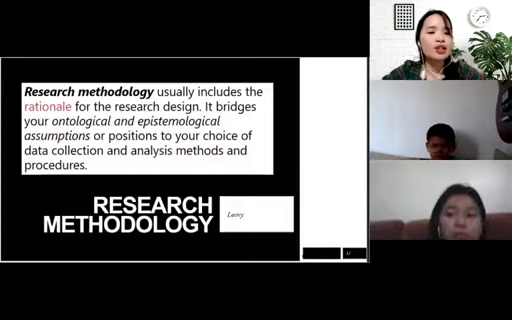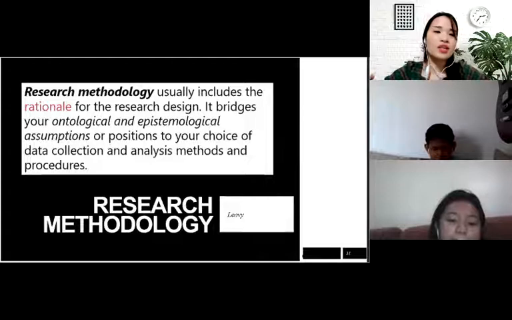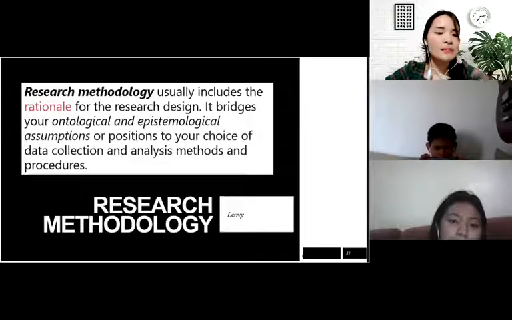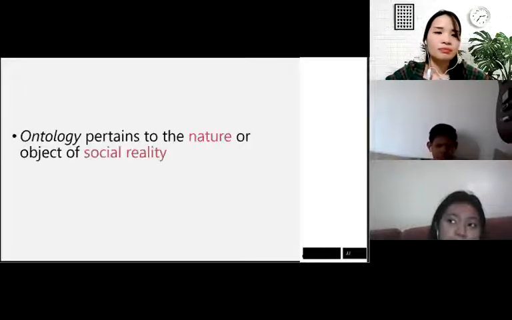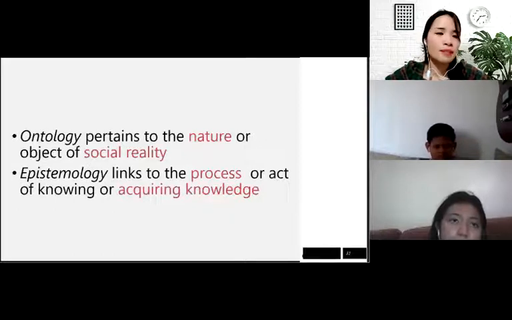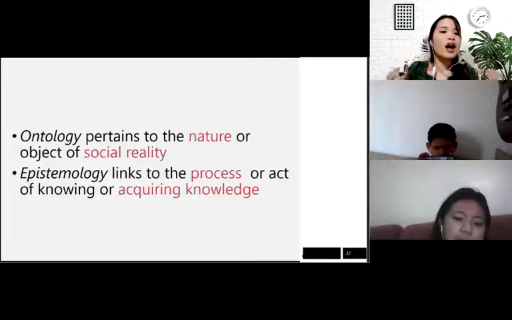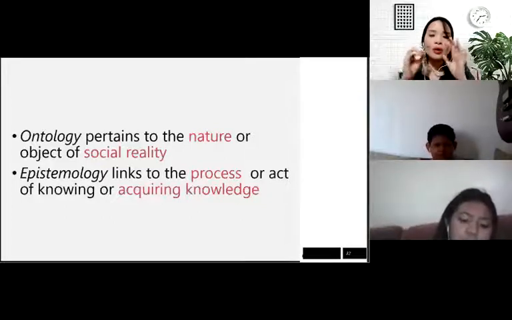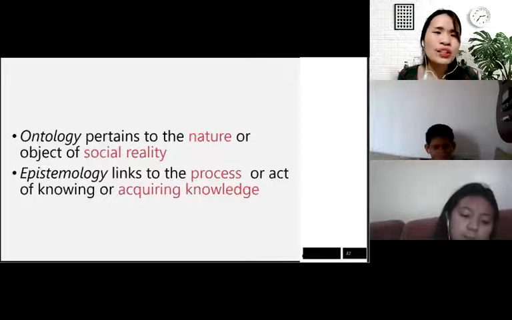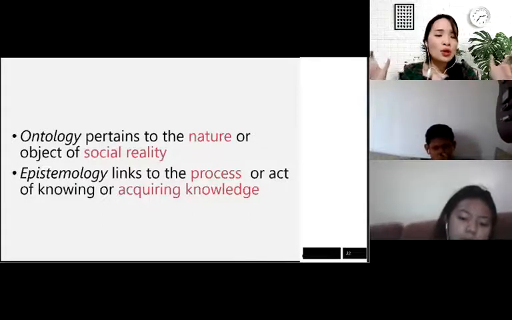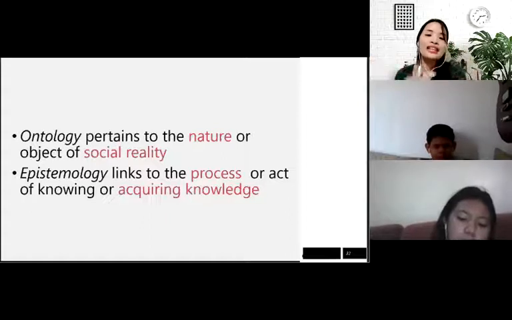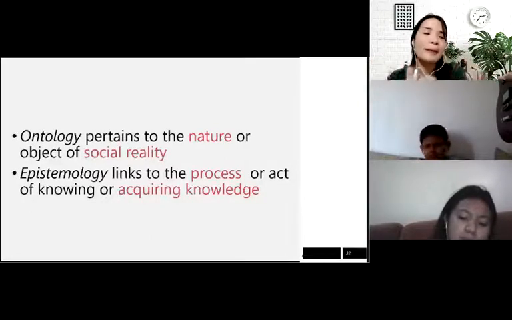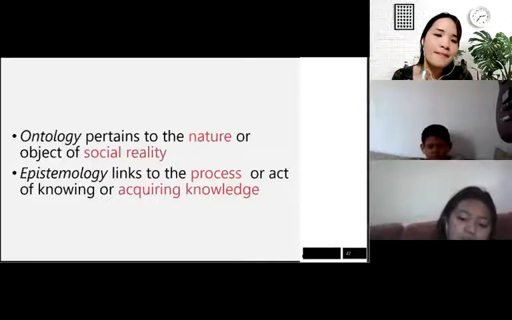And then we have research methodology. Pag sinabi nating research methodology, usually includes the rationale, justification for the research design. Okay, I'm not going to explain this in detail. Ontology and epistemology. Okay, quickly I'm going to explain this. Ontology, pag sinabi nating ontology, it refers to your assumption, okay, about kung paano mo nakikita yung mundo. Ano yung nature ng reality? Epistemology refers to your assumption kung ano yung best way para pag-aralan mo yung mundo. Okay?